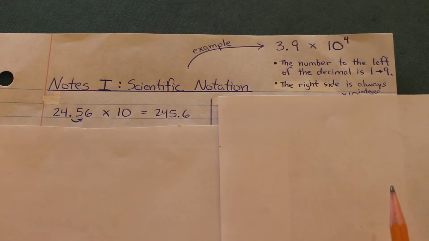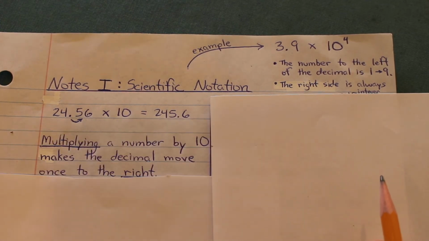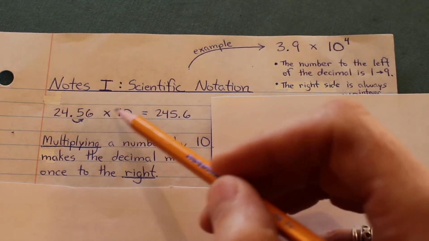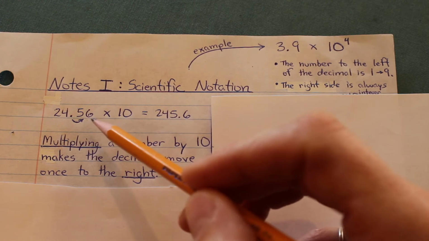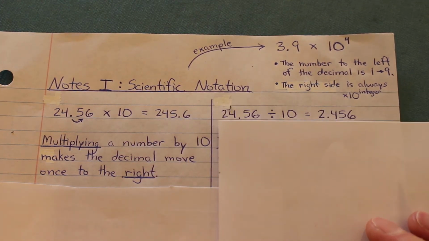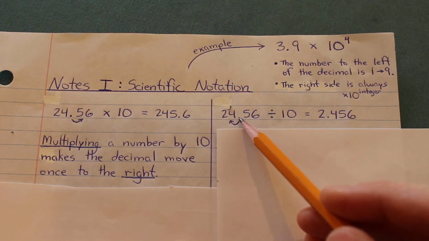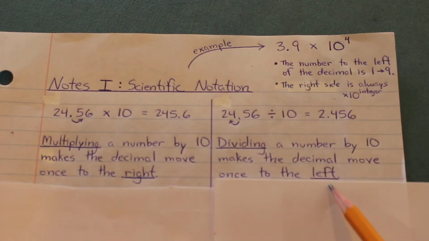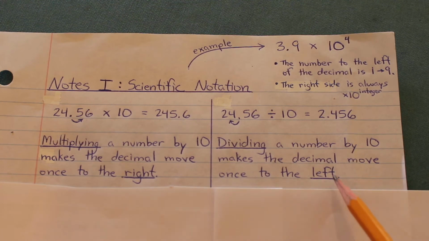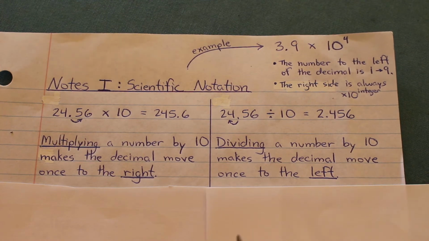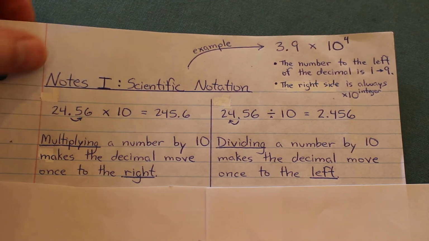This is one fact, that if we multiply a number by 10, the decimal moves once to the right. So this number times 10 becomes 10 times bigger, and that's the same as moving the decimal once to the right. If we divide by 10, it essentially moves the decimal once to the left. It makes it 10 times smaller over here. So dividing a number by 10 makes the decimal move once to the left. Remember to pause the video when you need to copy some things down, and rewind if you'd like to hear some things over again.